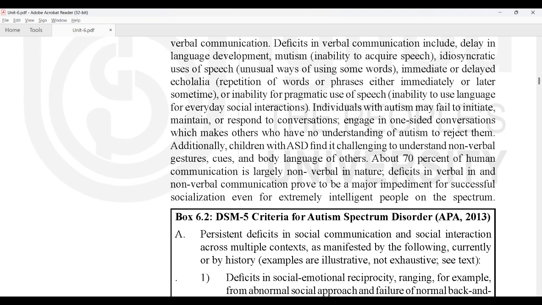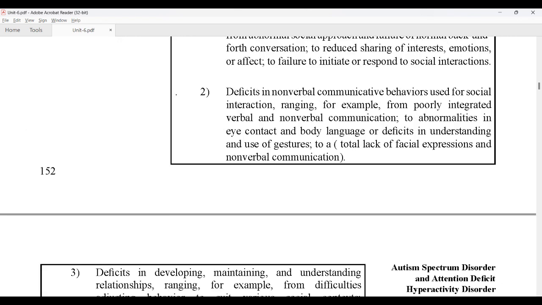A. Persistent deficits in social communication and social interaction across multiple contexts, as manifested by the following, currently or by history. Examples are illustrative, not exhaustive. See text. 1. Deficits in social emotional reciprocity, ranging, for example, from abnormal social approach and failure of normal back and forth conversation, to reduced sharing of interests, emotions, or affect, to failure to initiate or respond to social interactions. 2. Deficits in nonverbal communicative behaviors used for social interaction, ranging, for example, from poorly integrated verbal and nonverbal communication, to abnormalities in eye contact and body language or deficits in understanding and use of gestures, to a total lack of facial expressions and nonverbal communication.